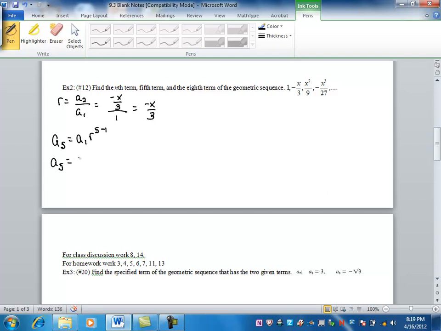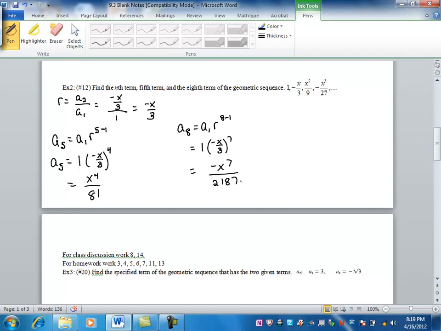A sub 5, well, a sub 1 is 1. The ratio here is negative x over 3. This is to the 4th power, and so we get x to the 4th over 81. If we want a sub 8, we've got the first term, r to the 8 minus 1, so this is 1, negative x over 3 to the 7, and this gives me negative x to the 7th over 2187.